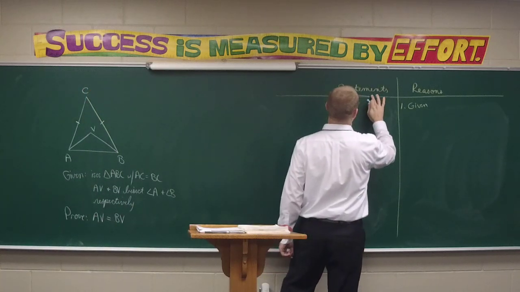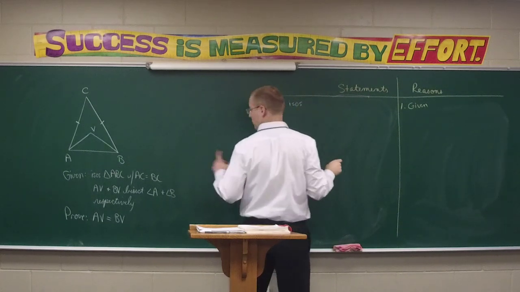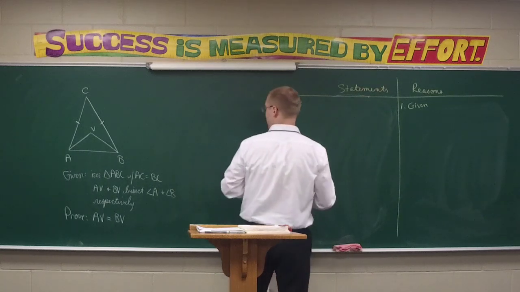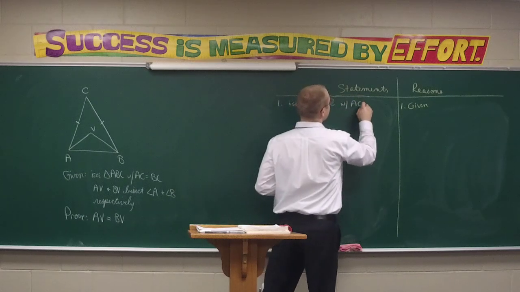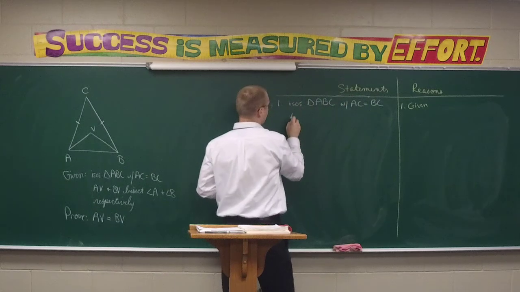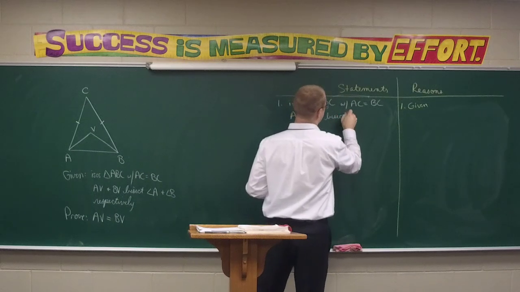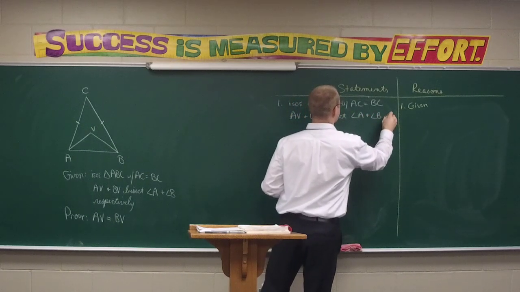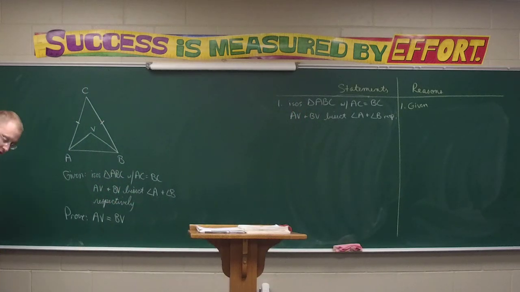Now there is a strategy tip here, something that will make our life a little bit easier. Maybe think about it as you're writing down your statements and reasons, getting down that first statement and first reason. So we're given isosceles triangle ABC with AC equal to BC. We're also told that AV and BV bisect angle A and angle B respectively. And of course, that's given to us. So let's think for just a minute. What strategy tip might we employ here to make our life a little bit easier?